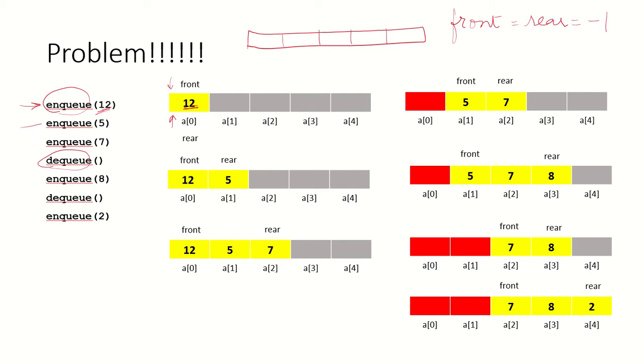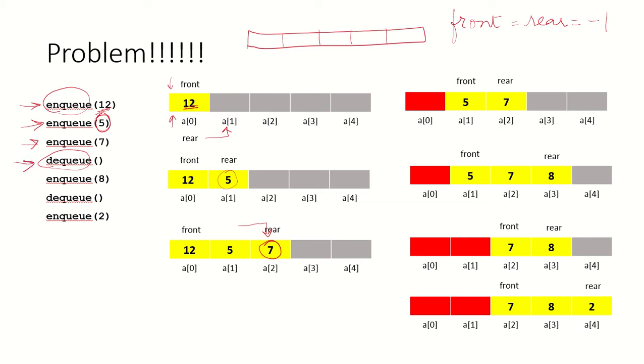Now we have another NQ operation. Since elements are inserted only from the rear end, the rear is going to be incremented to point to the next available space, and we are going to insert element 5 in the queue. Now there is another NQ operation and 7 has to be inserted. So again increment rear to point to the next available space and insert 7 in the queue.